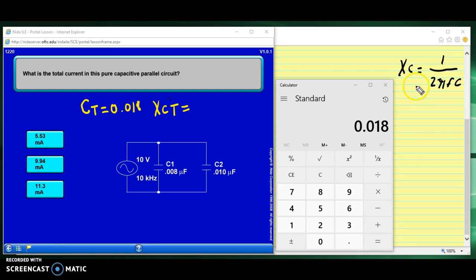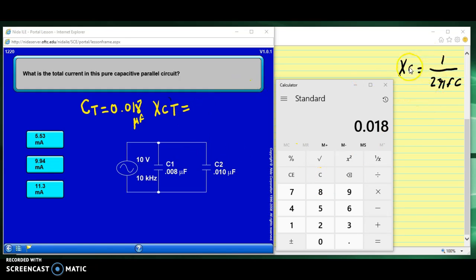It did not turn out too well, so let's try that again. 0.018, and that's in microfarads. So we've got to have 6 zeros in front of this. So we need to bear that in mind when we're putting that in our calculator. So let's go ahead and do that math.